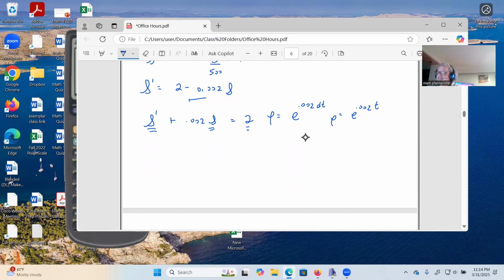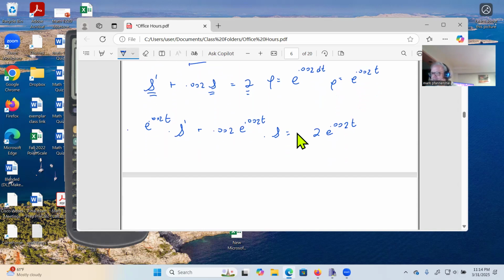So we're going to say this is S prime. Oh, no, we don't have anything with 0.002 yet. Let's go ahead and reset this. So we have e to the 0.002 t times S prime plus 0.002 e to the 0.002 t times S. And this is equal to 2 times e to the 0.002 t. You can put the leading zero in if you really want to. We probably should, but we're not going to do that right now.